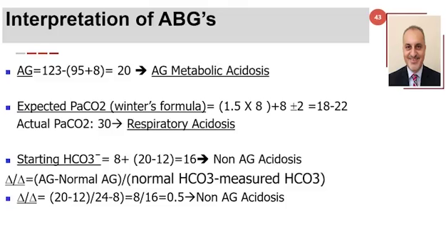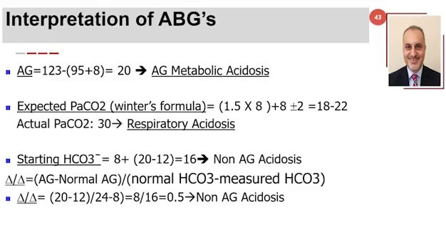Then you have to apply Winter's formula, which is 1.5 multiplied by bicarb plus 8, plus or minus 2. That gives you an expected PCO2 between 18 and 22. The patient's actual PCO2 is 30. That tells you that the patient is doing a poor job, because he's unable to compensate to the expected PCO2 level. So he has a respiratory acidosis. And if you calculate the starting bicarb for this patient, it's the serum bicarb plus the change in anion gap, and that gives you less than 21, so he has a non-anion gap acidosis.